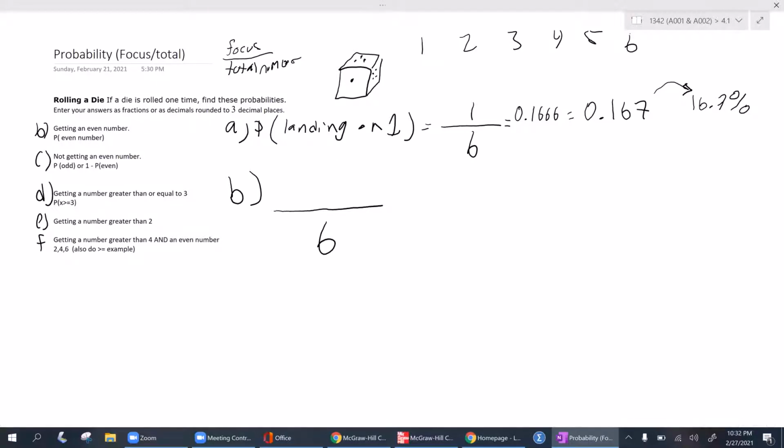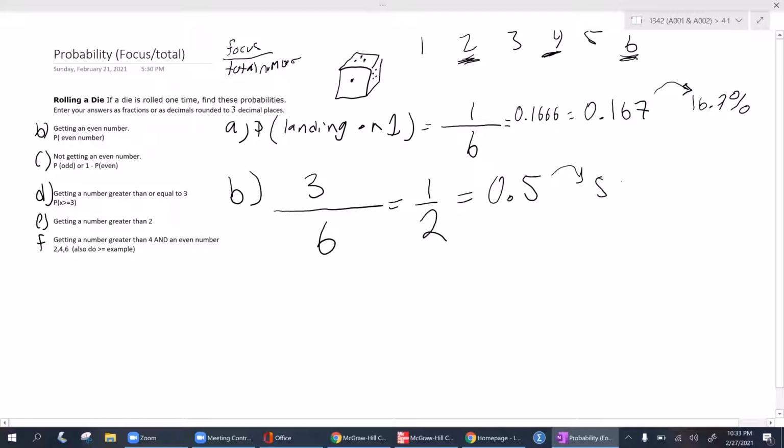Well, let's count how many even numbers there are here. I have 1, 2, and 3. 3 possible choices. So this here is going to be 3/6, which is 1/2. All right. Well, what goes into both of them? A 3 goes into both of them. And if we plug this into a calculator, this is 0.5. Or if you wanted this in percentages, this is 50%. All right. Very nice.